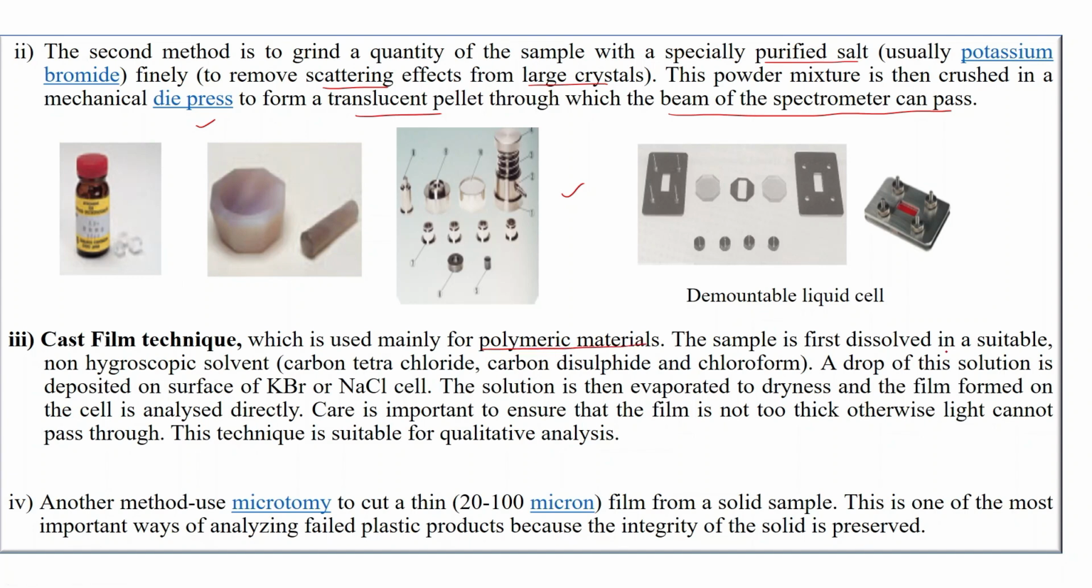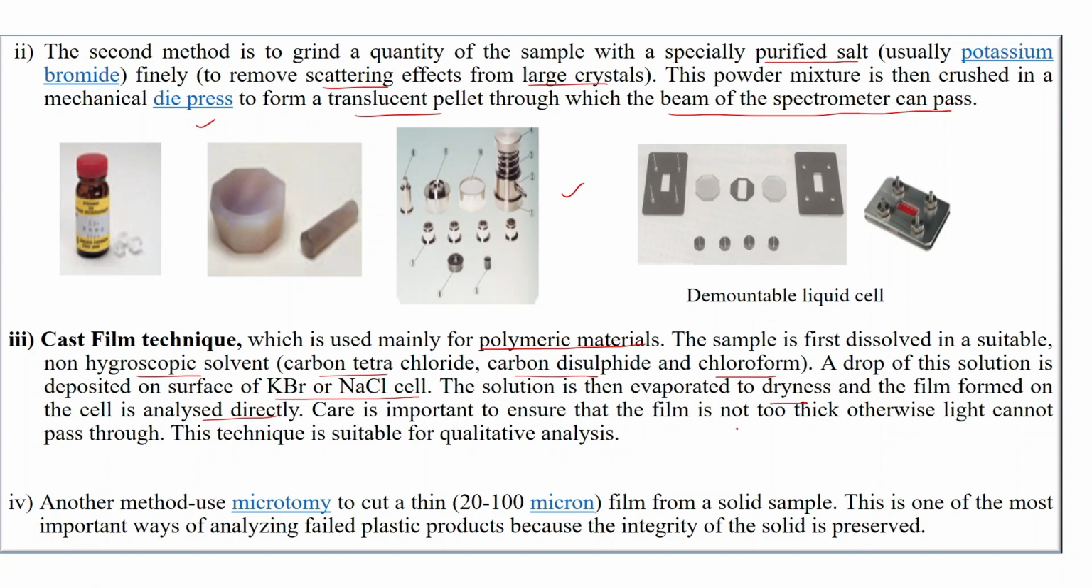So the sample is first dissolved in a suitable non-hygroscopic solvent such as carbon tetrachloride, carbon disulfide, or chloroform. Then a drop of the solution is deposited on the surface of a KBr or NaCl cell. The solution is then evaporated to dryness, and the film formed on the cell is analyzed. So we cast the film, and then we analyze it.